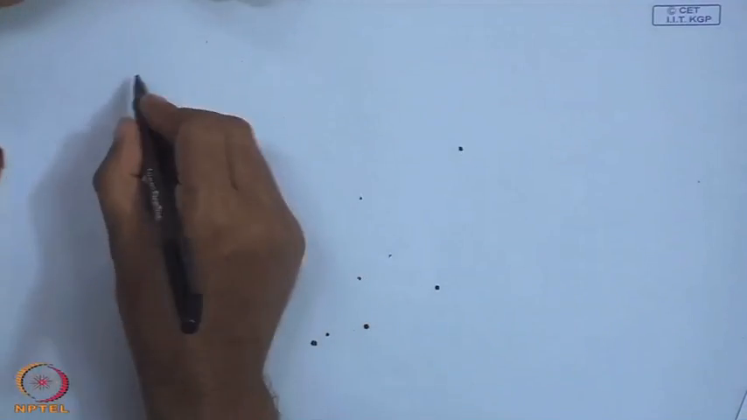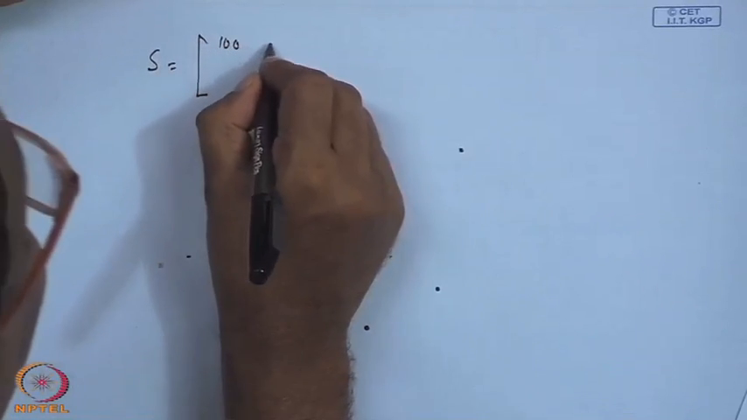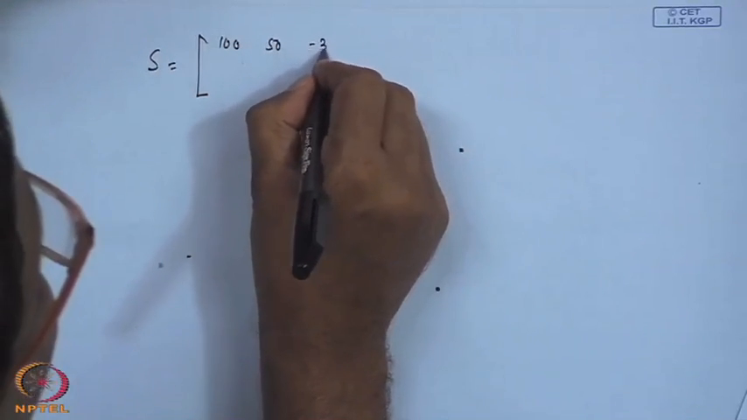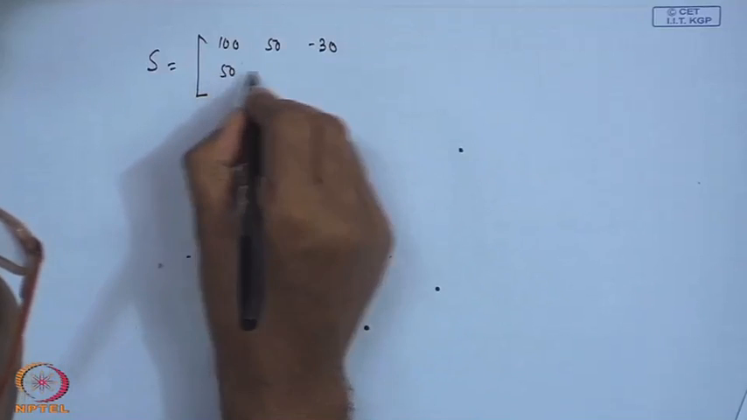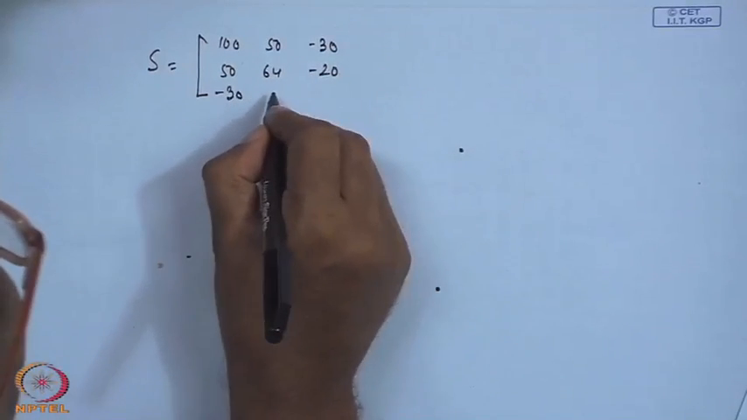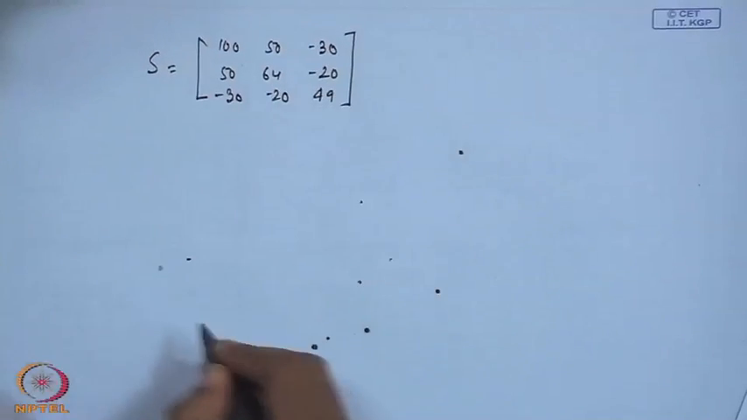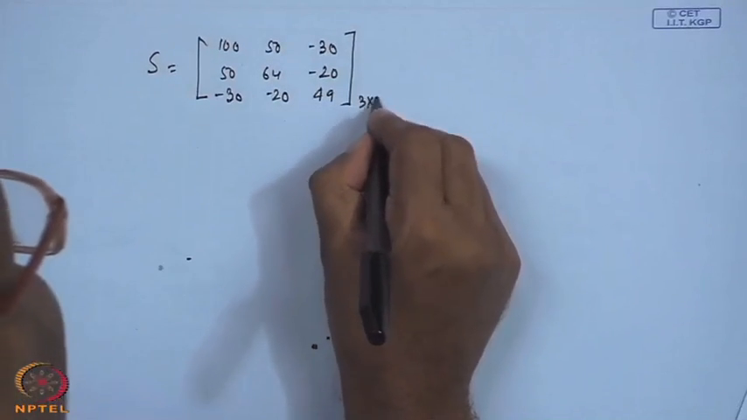Let us take one example here. Suppose my S is this: 100, 50, minus 30, 50, 64, minus 20, minus 30, minus 20, 49. It is a 3 cross 3 matrix.